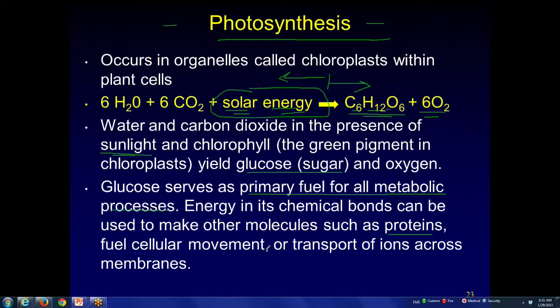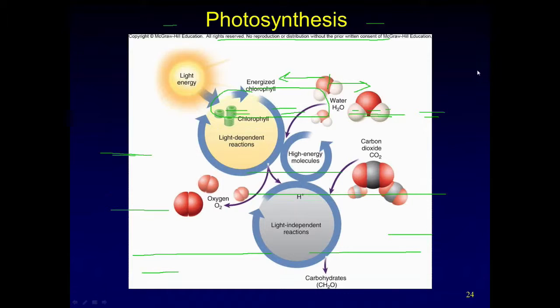It also can be used to make other carbohydrates, and it can be used to make lipids. It's going to fuel cellular movement, transport of ions across membranes. All cellular work is going to then come from the energy from that glucose molecule. Isn't that amazing? And just to give you an idea of where things happen, let's go on to slide 24.